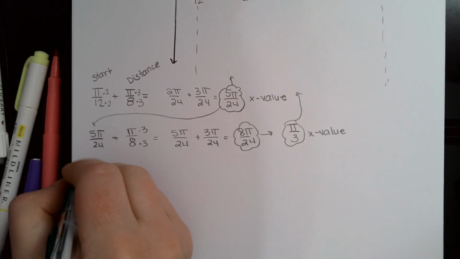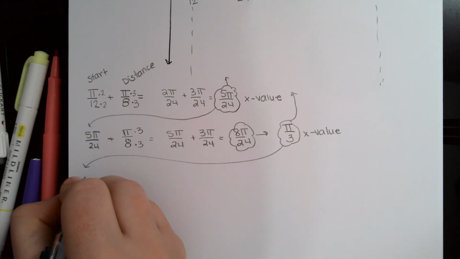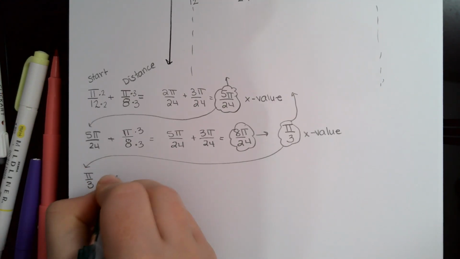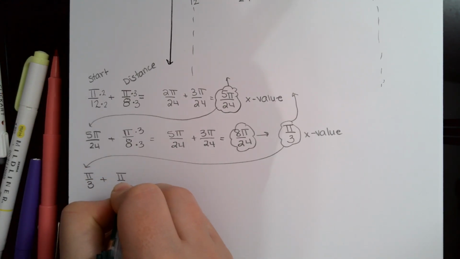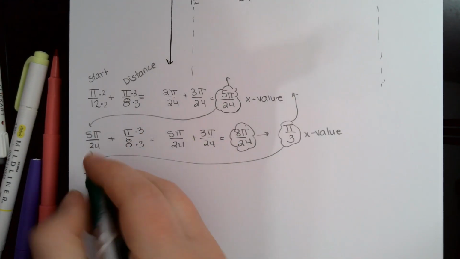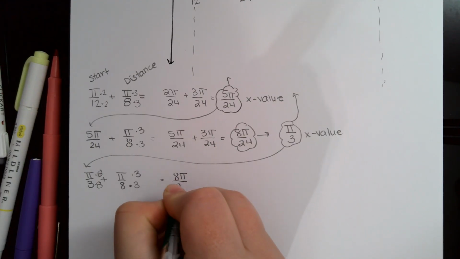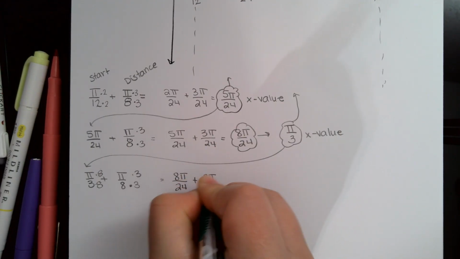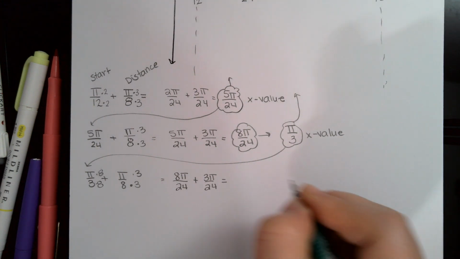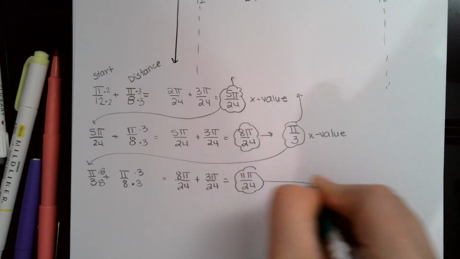Okay, next we have a choice: either take the pi thirds or take the 8 pi 24ths. I'll take the pi thirds at our distance of pi eighths, again using common denominators. Multiply this by 3, multiply this by 8. We get 8 pi over 24 plus our distance of 3 pi over 24. 8, 9, 10, 11 pi over 24 is our next x value.